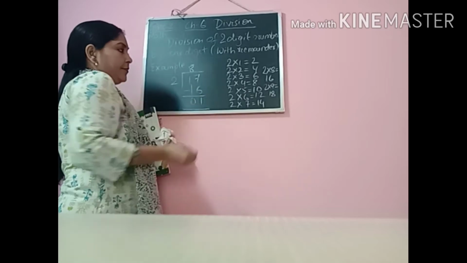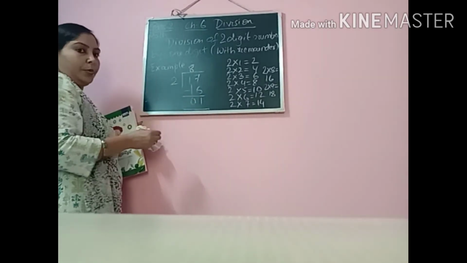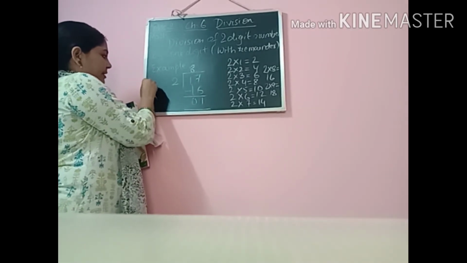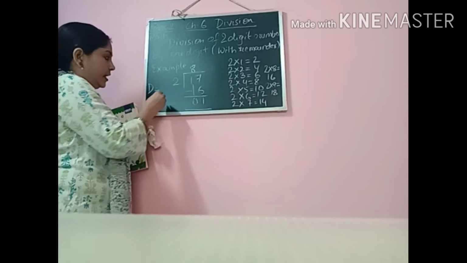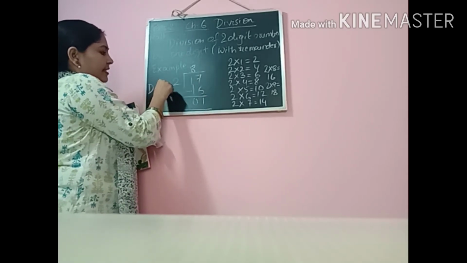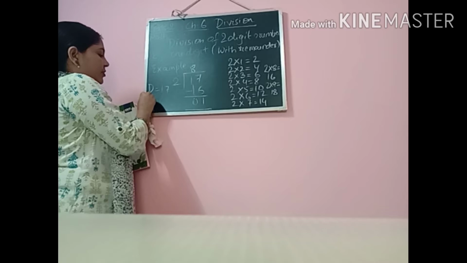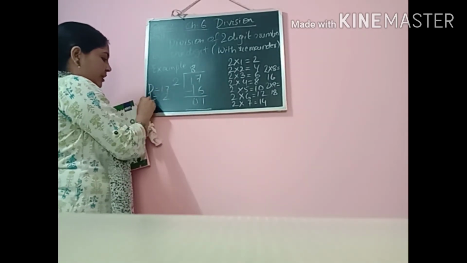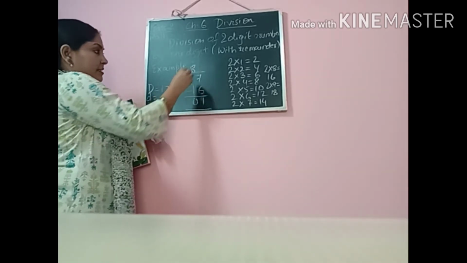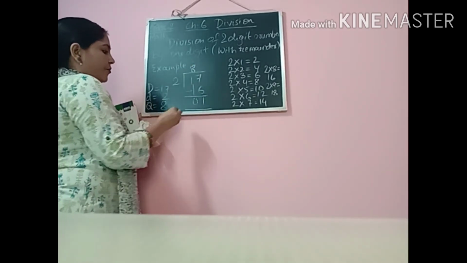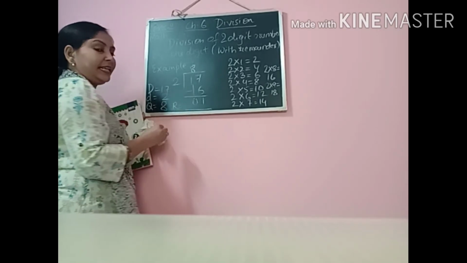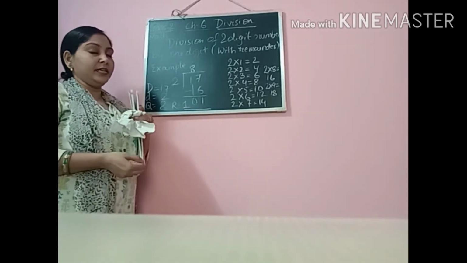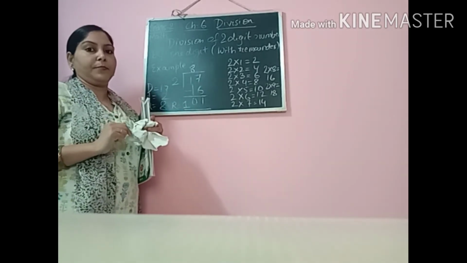So now we are going to write all the components, all the parts of division. Let's write capital D for dividend. That is 17. Dividend is 17. Then let's write small d for divisor. Divisor is 2. For quotient we will write capital Q, that is 8. And for remainder we will write capital R, which is 1. So in this way you will do the sum.